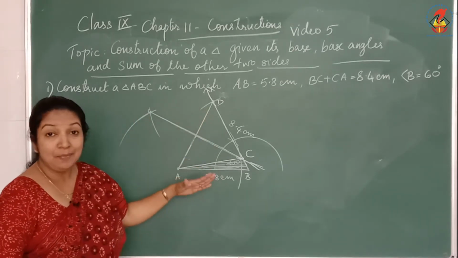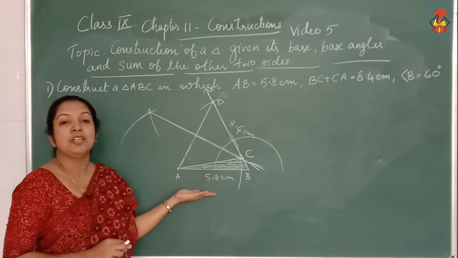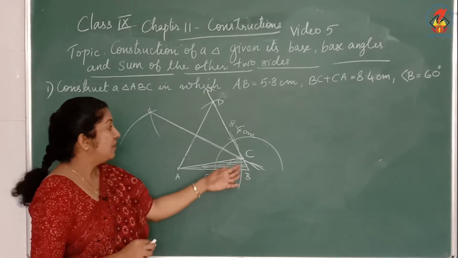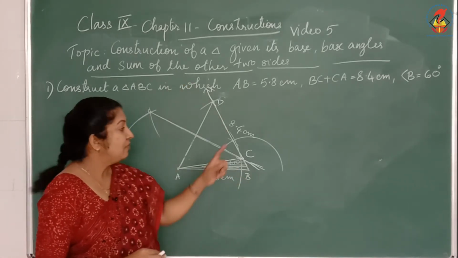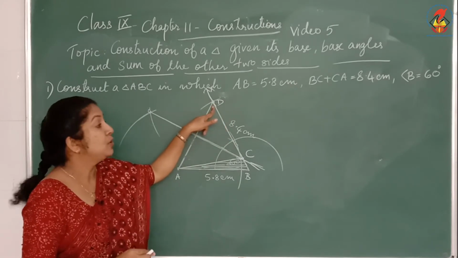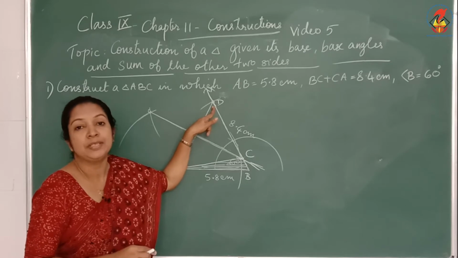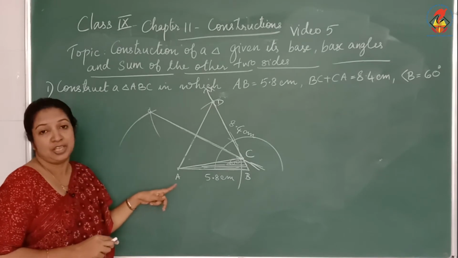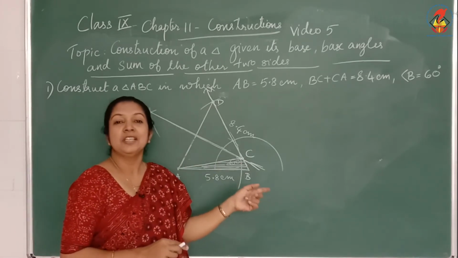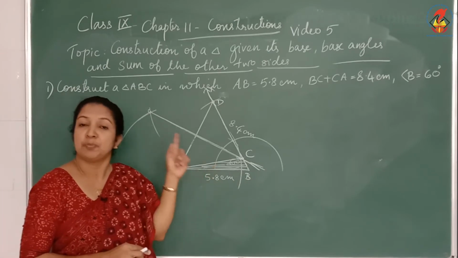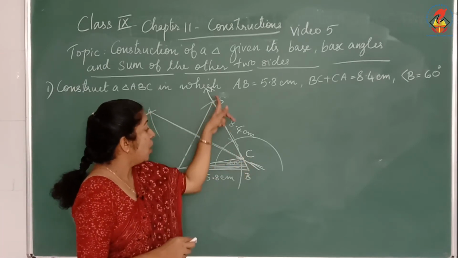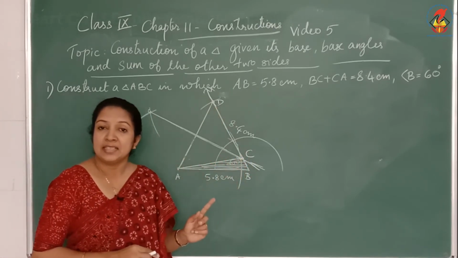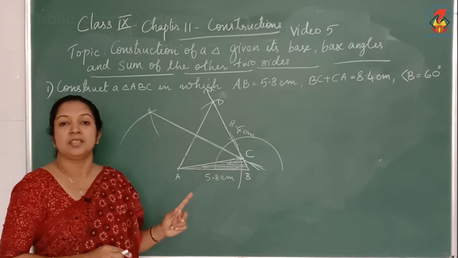So I'll explain this once again. We have drawn a line segment AB of 5.8 centimeter, then 60 degree construction at B, and we have drawn the ray BX. Then we have marked the point D, that is the sum of the other two sides, 8.4 centimeter away from B. Then we have joined A and D. Then we have drawn the perpendicular bisector of AD. The point where this perpendicular bisector touches BD is C, and we have joined A and C. So triangle ABC is the required triangle.